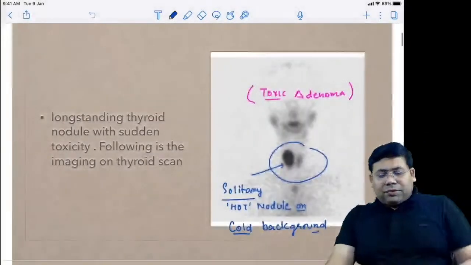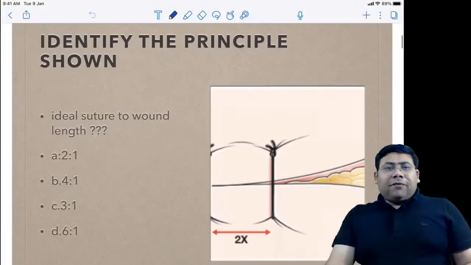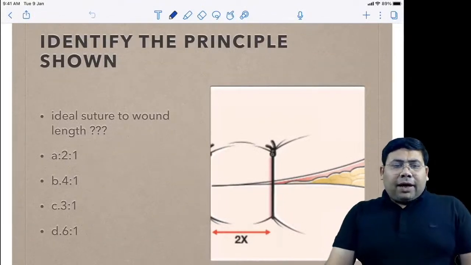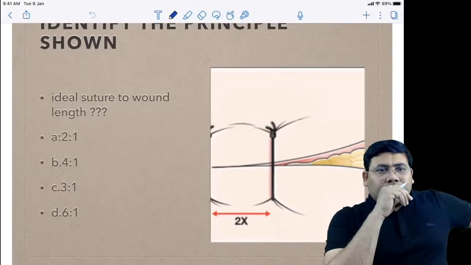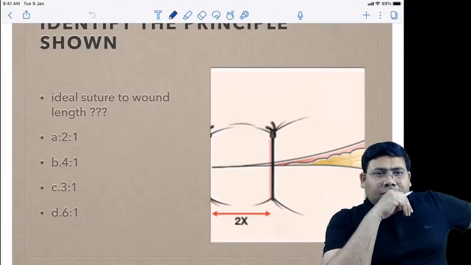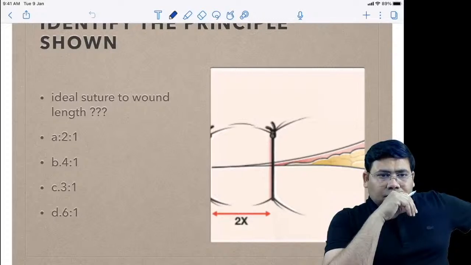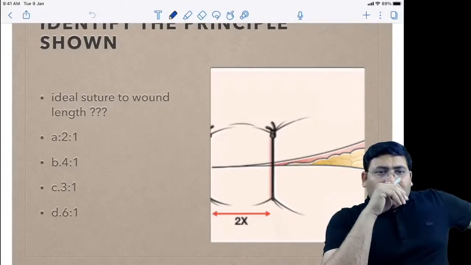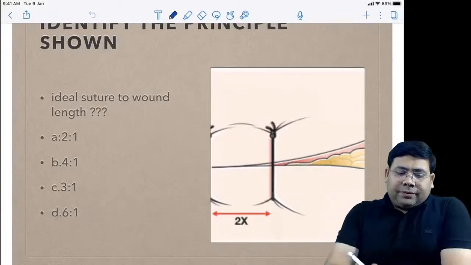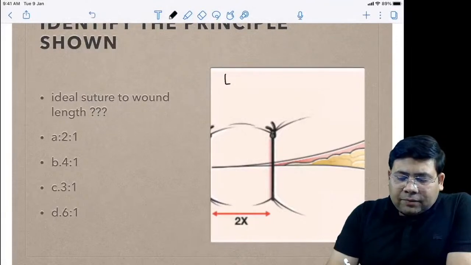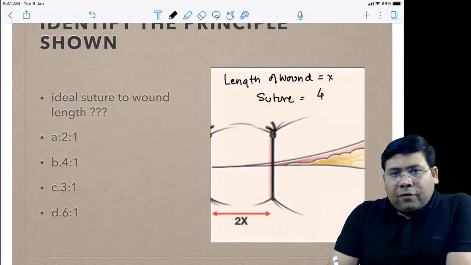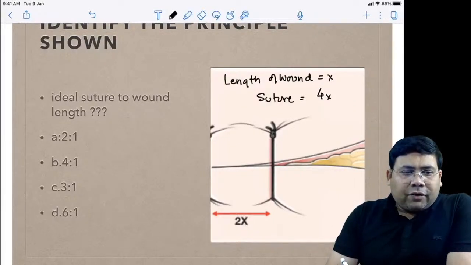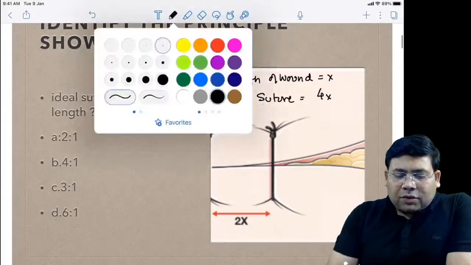Let us come back to this flashcard and discuss this. Identify the principle shown in the image. Actually, we have a wound and we have the suture. So what should be the ideal suture to wound length? Always remember, if the length of the wound is X, the suture should be 4X. Very good question. And this is what is known as Jellings rule.